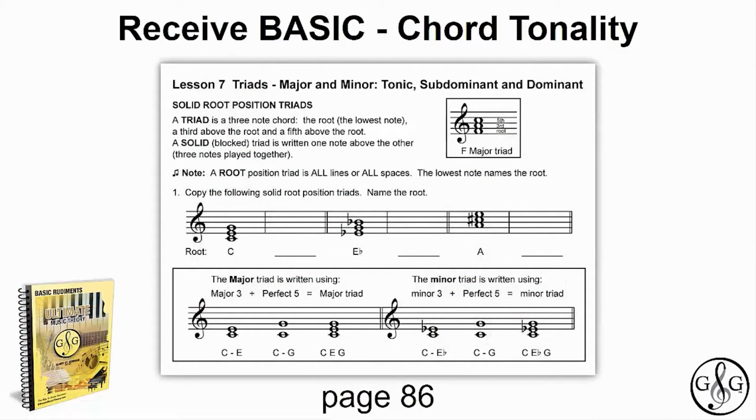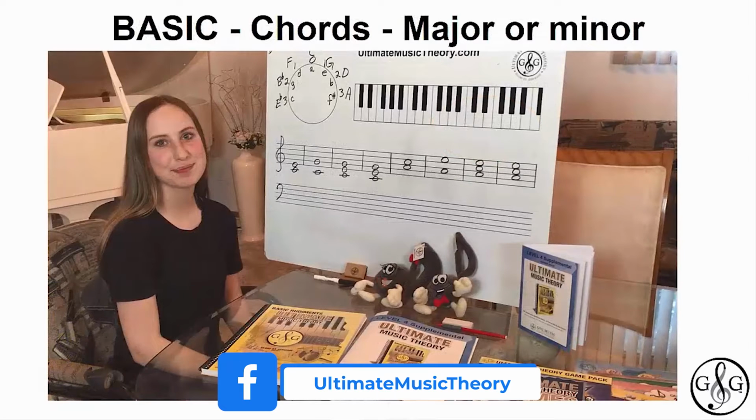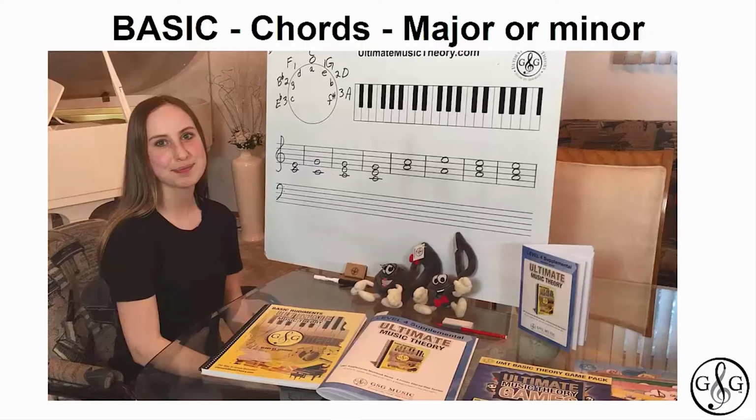Let's begin with how to receive and implement the Basic Rudiments Workbook, Lesson 7 on page 86. Now here you are learning about tonic triads in root position and the major, minor, and perfect intervals that make up the chord tonality. Watch my student Cassidy as we go through this quick 5-minute lesson. It's about building our relationship, asking questions, and fully understanding these concepts. Here's Cassidy.